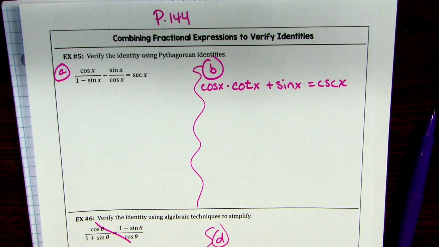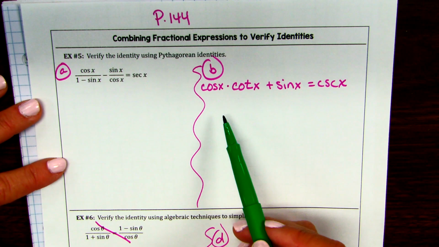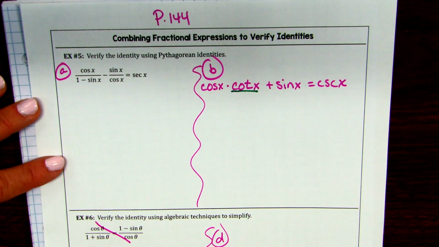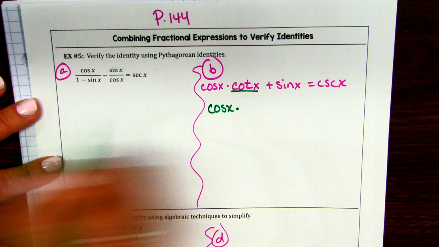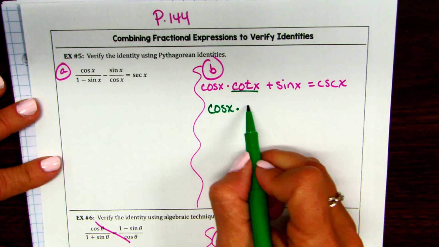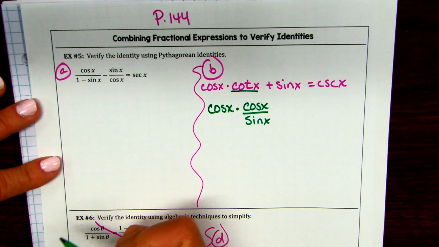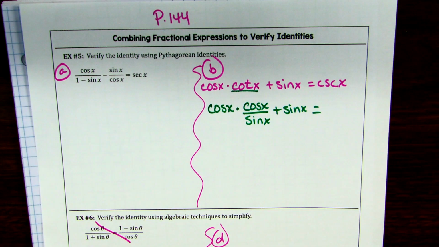And in this case, I don't see any squares or minuses or, in fact, I don't see any like terms I could factor out. Let's go back to one of our first tricks we learned yesterday, and that was changing everything to sine and cosine. So I got a cosine, I got a sine, but I can change cotan to cosine over sine. So that would be cosine x times cosine x over sine x plus sine x.